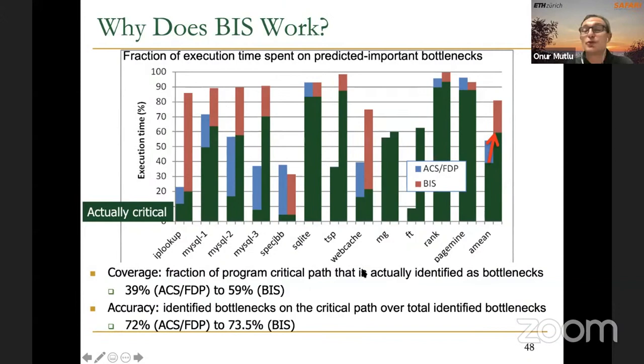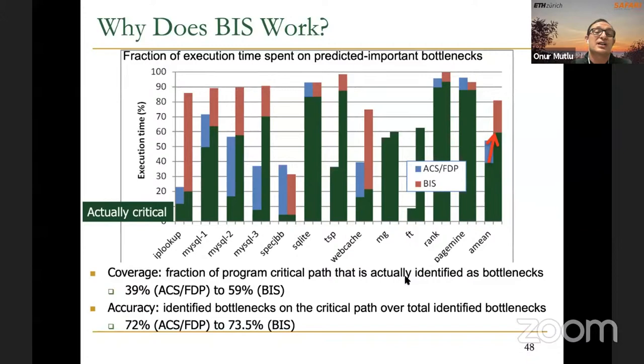Even in this analysis, which is not perfect because critical path analysis is always difficult to do, you see that there's still a lot of room for improving coverage. There's a lot of room for improving accuracy. By improving coverage, you improve the utilization of the large core on important stuff. This doesn't mean that the bottleneck necessarily gets accelerated, because the large core may not be useful for accelerating the bottleneck. But at least you identify the program critical path that is actually on the critical path.